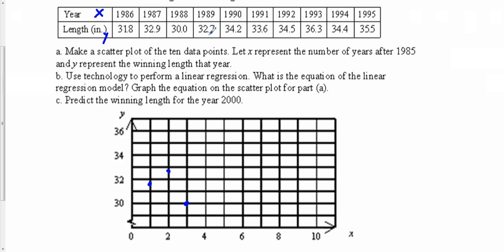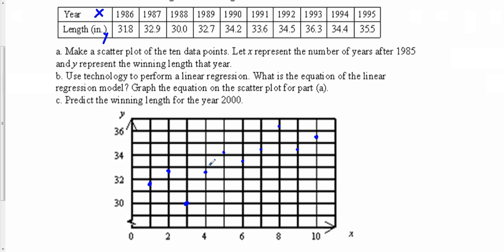4 years after, we're at 32.7, so not quite as high as that other one. 5 years after, we're at 34.2. That's going up a little bit. 6 years, 33.6, so it'll be about right here. Then 34.5, right there, 36.3, a little bit over, 34.4, about right there, and then 35.5 put us right about here.